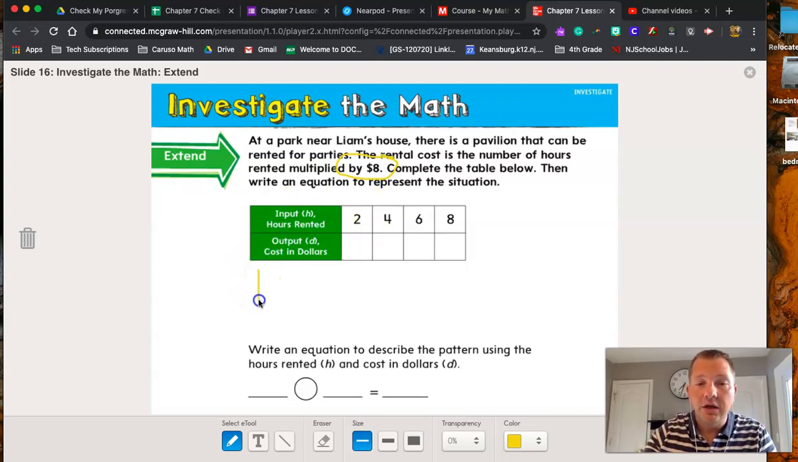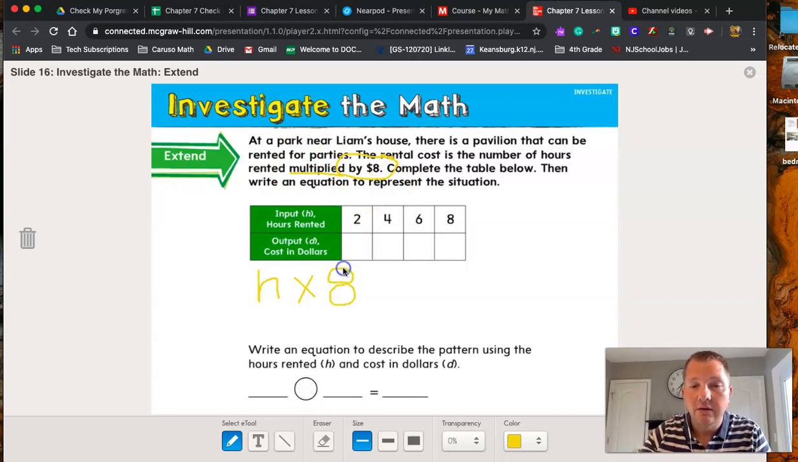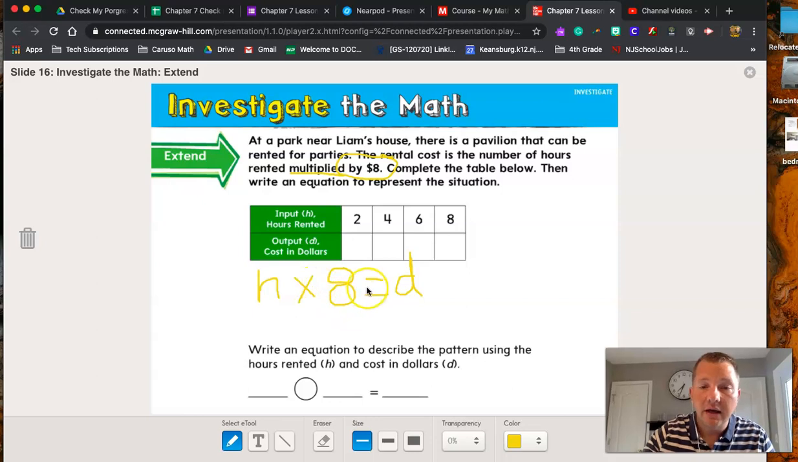Well, they're giving us h, an input, so we know input is on the left side of the equation. We know that we're multiplying because it tells us in the word problem that we're multiplying. And then we know that we're multiplying by 8. And then if we keep on going with the equation, what's going to be on the other side of our equal sign? Well, this time it's going to be d and not y. It tells us right here, output is d. So now that we have our output filled out, here's our equation: h times 8 equals d.